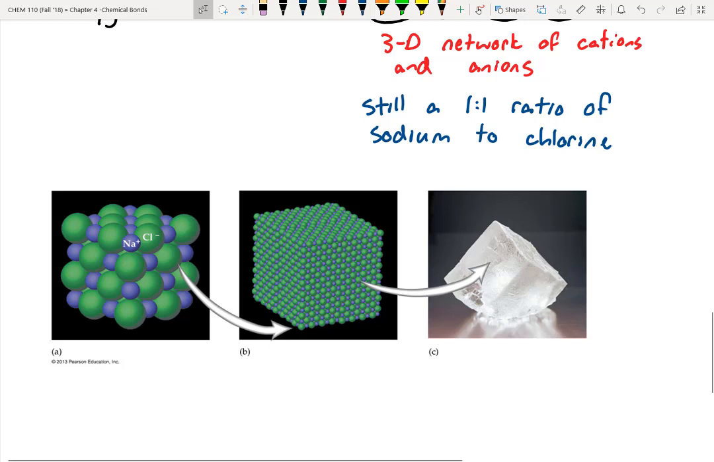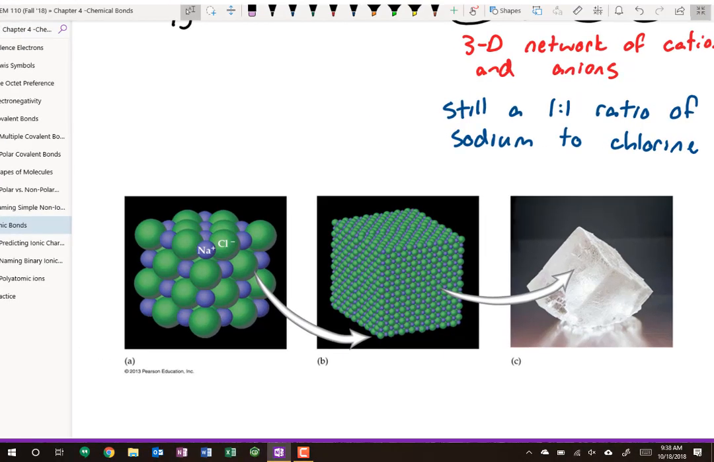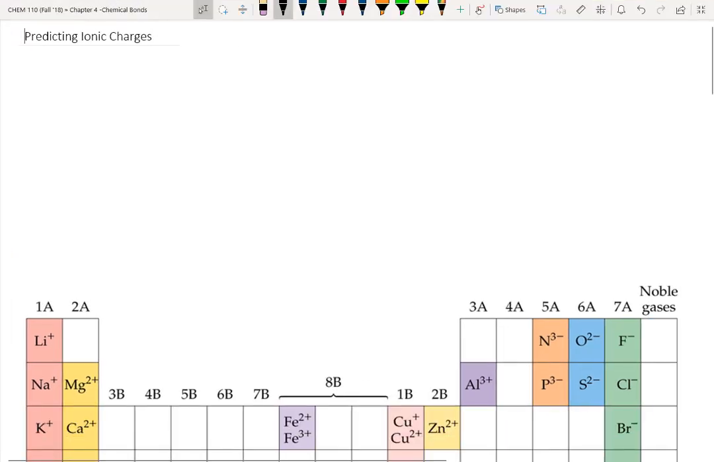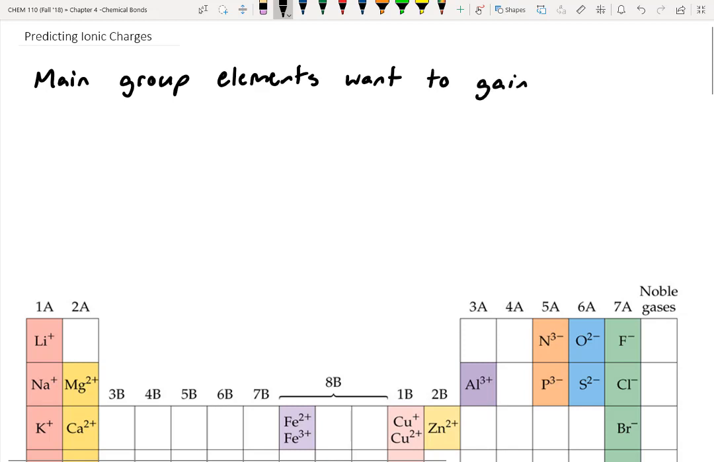All right, so now what we have to do is practice predicting ionic charges, and then we'll get into naming a bit more. So the first thing is remember that main group elements, meaning anything that's not a transition metal, want to gain or lose electrons so that they have an octet.